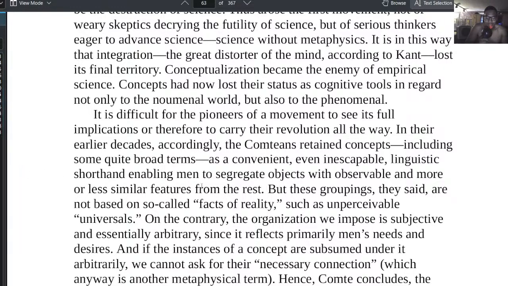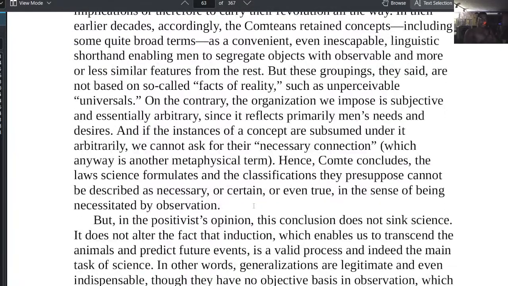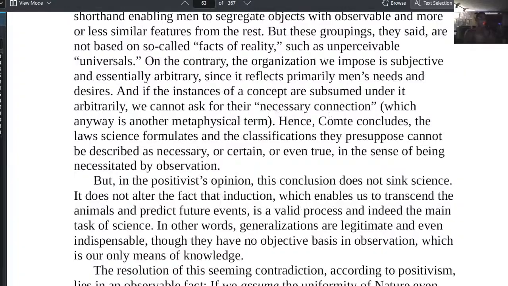These groupings, they said, are not based on so-called facts of reality such as perceivable universals. On the contrary, the organization we impose is subjective and essentially arbitrary since it reflects primarily men's needs and desires. And if the instances of a concept are subsumed under it arbitrarily, we cannot ask for their necessary connection, which anyway is another metaphysical term. Hence, Kant concludes, the laws science formulates and the classifications they presuppose cannot be described as necessary or certain or even true in the sense of being necessitated by observation.